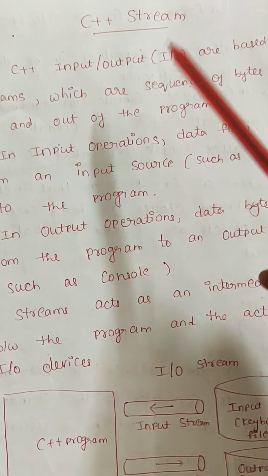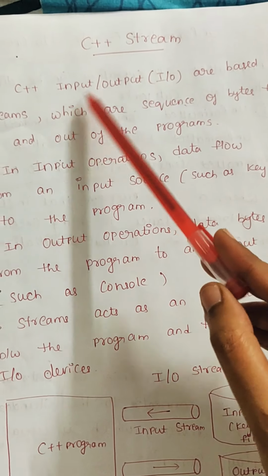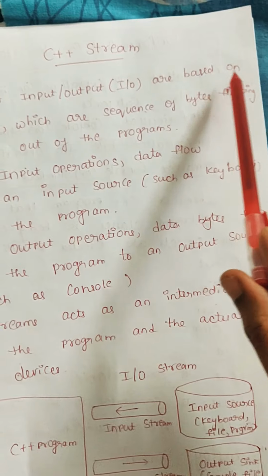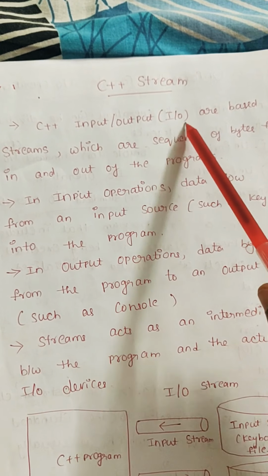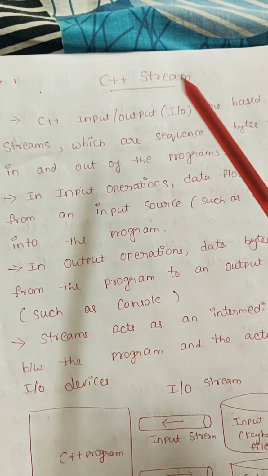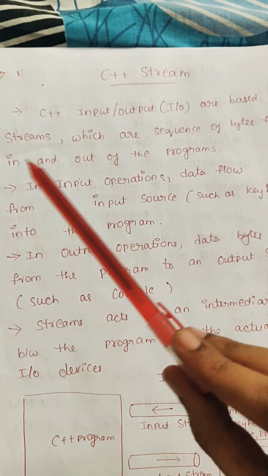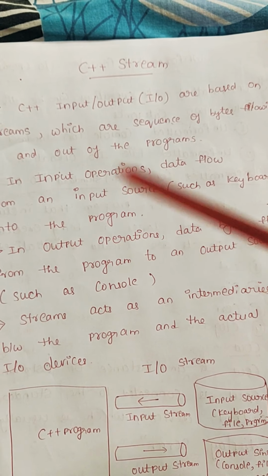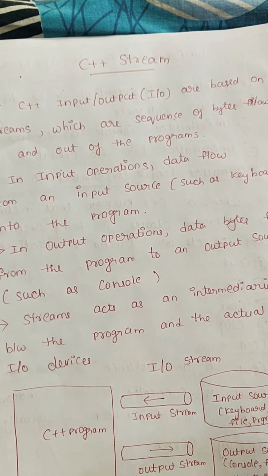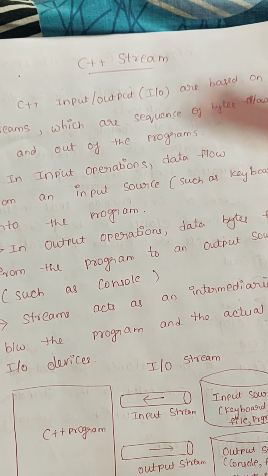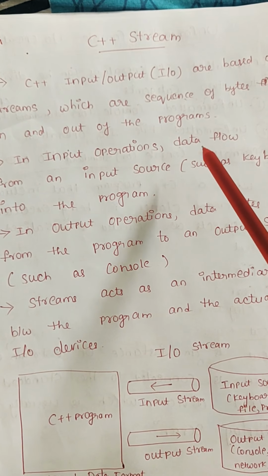C++ streams are simply a sequence of bytes. In C++, input and output are based on streams. If you want to perform input or output, it is based on streams, which are sequences of bytes flowing into and out of the program. So in an input operation, what will happen?